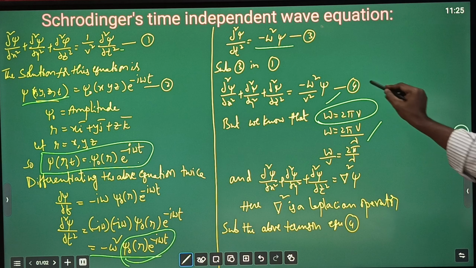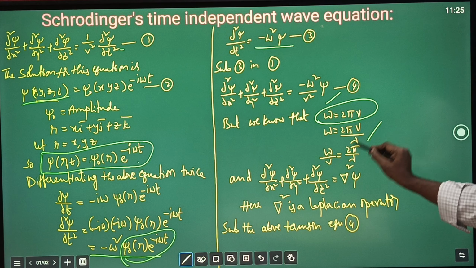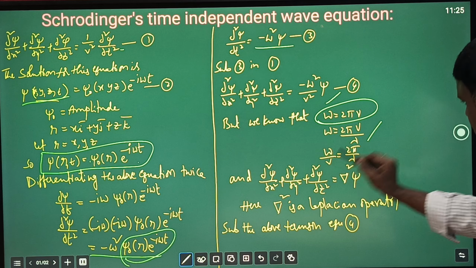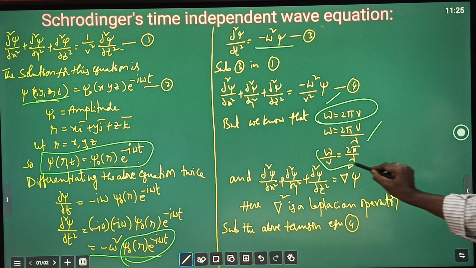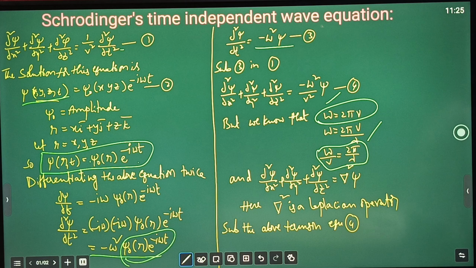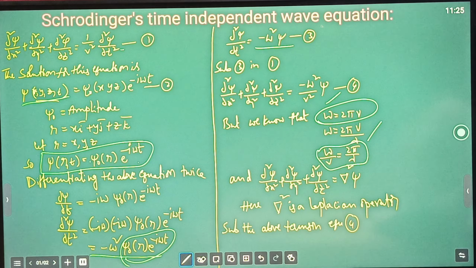But here in this equation number 4, we need the ω²/v² value. So ω/v, taking this v value here, ω/v = 2π/λ. See this one, ω/v = 2π/λ. Substitute this value in equation number 4. We can get the required value.